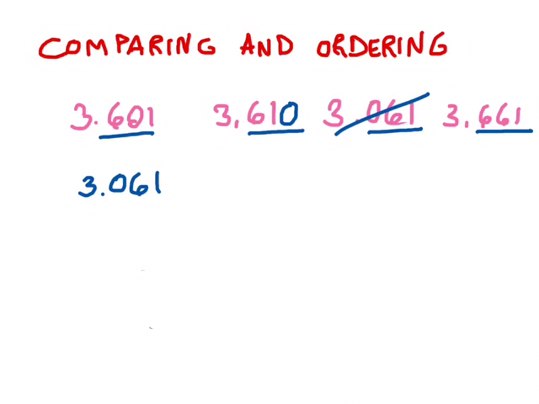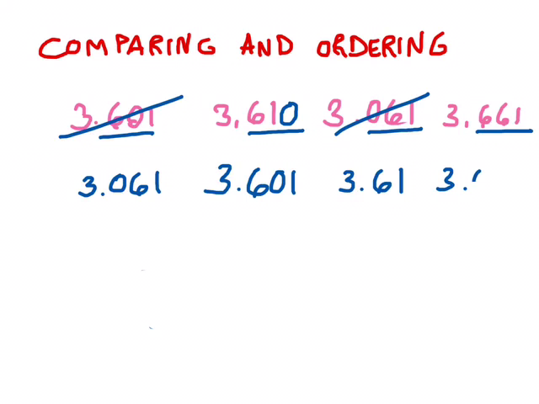From there I have 601, 610, and 661. 601 is going to be the smallest of those. That'll be my next smallest number. Now I've got 610 compared to 661. Well, 610 is definitely smaller than 661, so it's going to be 3 and 61 hundredths, or 610 thousandths. Then finally 3 and 661 thousandths. So I put those in order from least to greatest.